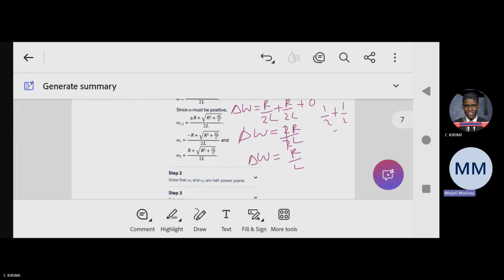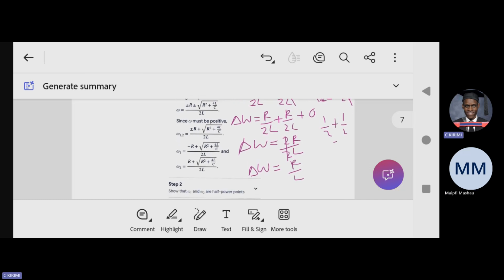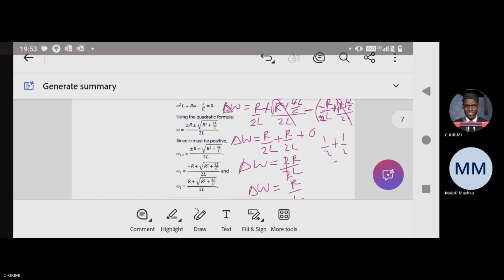I was not going to get this on my own, shame. Yeah. That is the change in W. So we are done with the B part.